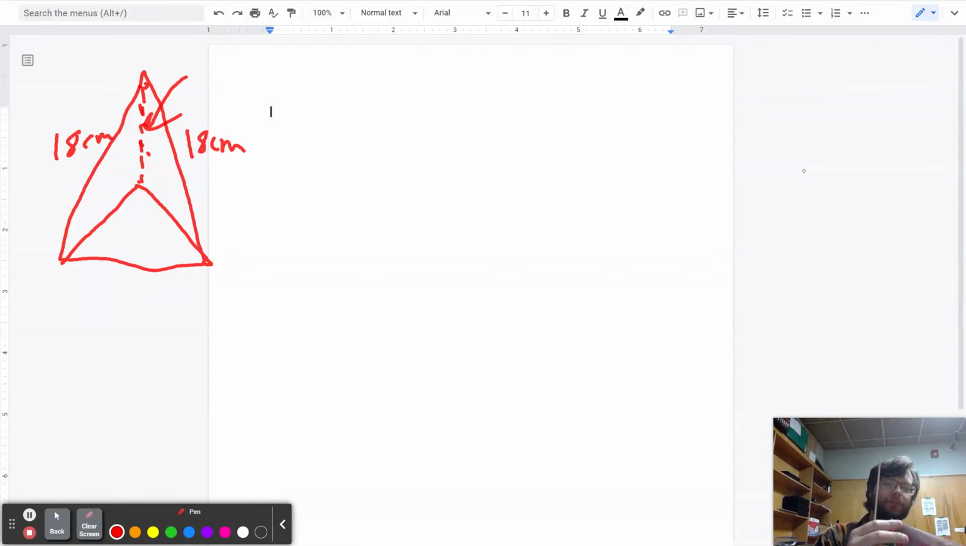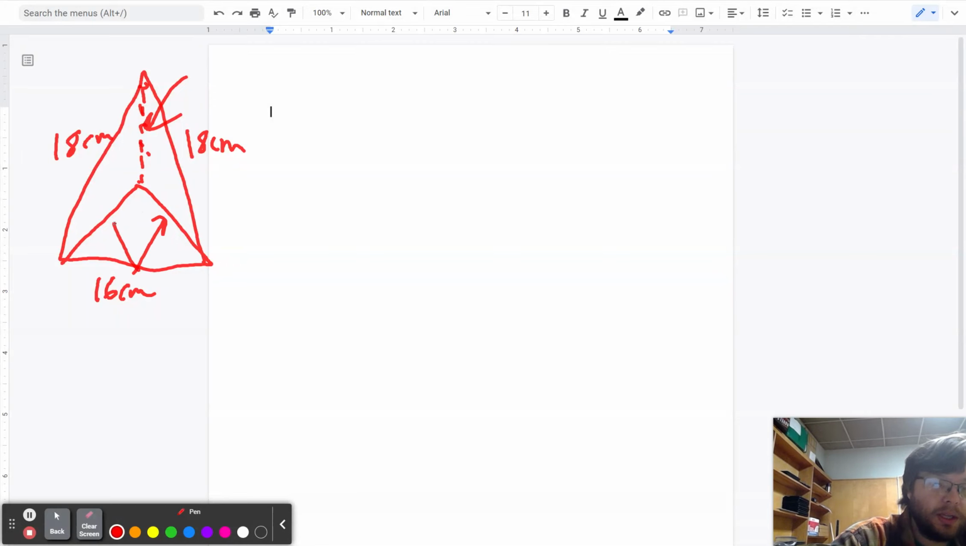Then along here, I think this is equilateral. Let's double check. So that comes out to be 16 centimeters. Yeah, 16 by 16. So along the base, we have 16 centimeters here and also right there.